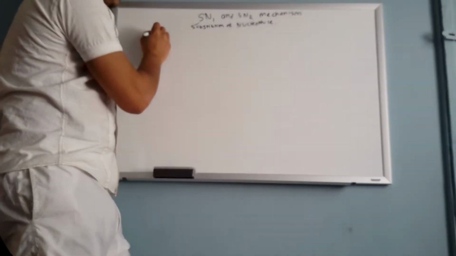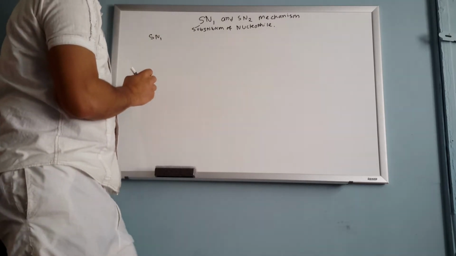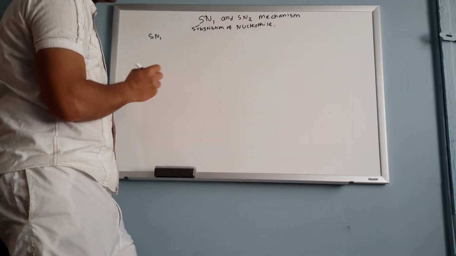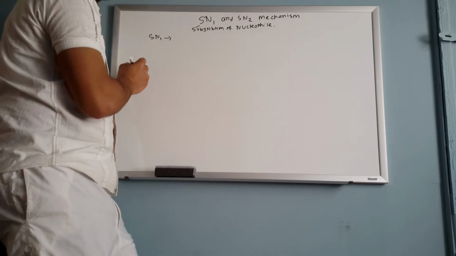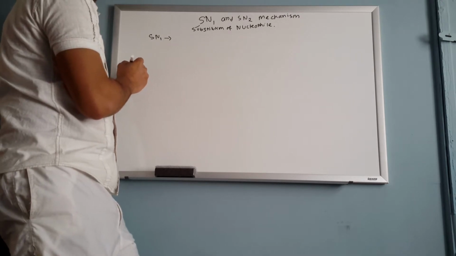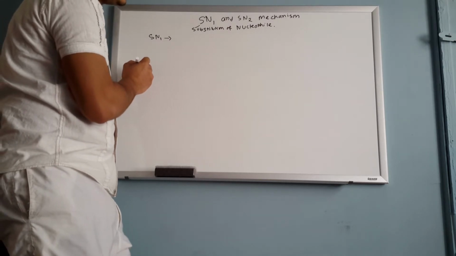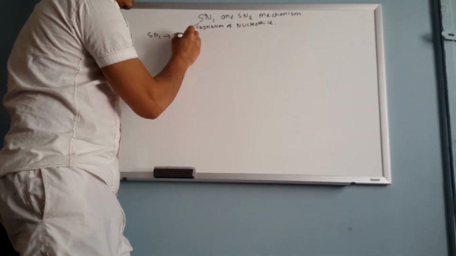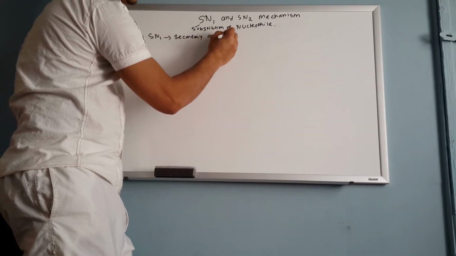So SN1, how are you going to understand whether your mechanism is SN1 or SN2? It's very easy. If your functional group is at the secondary or tertiary position, that means your mechanism will be SN1 mechanism. Secondary and tertiary position.